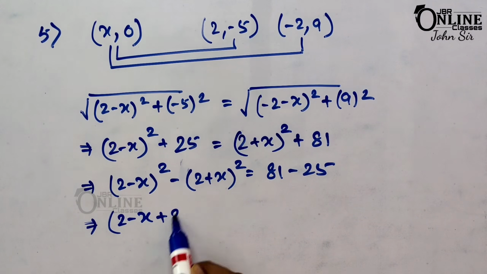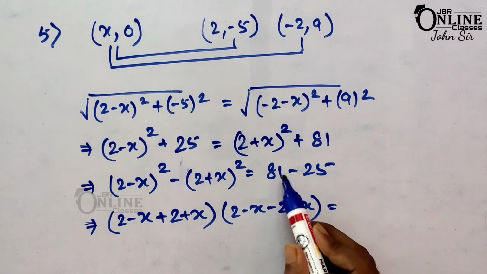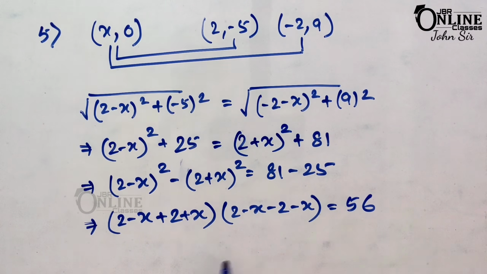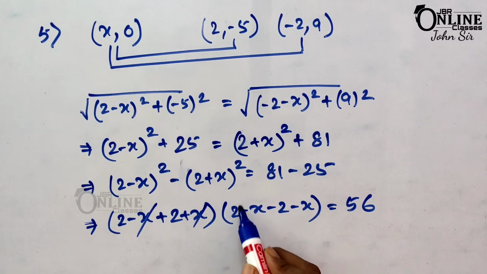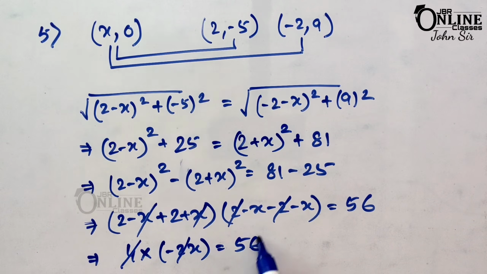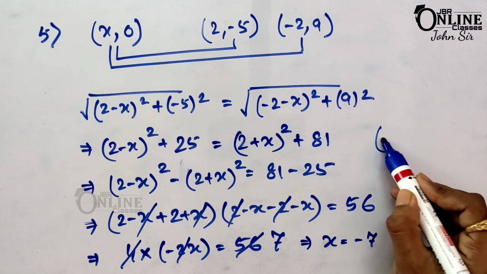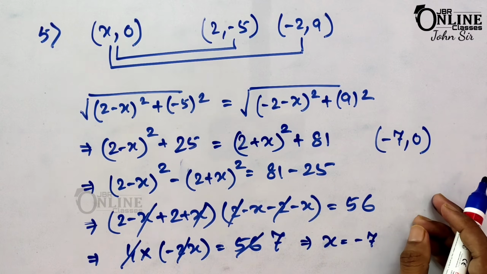So now you can apply here the a square minus b square formula. So 2 minus x plus 2 plus x, times 2 minus x minus 2 minus x, and that equal to 56. So here x cancel out, here 2 cancel out, so it will be 4 into minus 2x, so that equal to 56. Okay, so here 4 into 2 is 8, so 8 cancel out with 56, it becomes 7. So that means from that x equal to minus 7. So if x equal to minus 7, then the coordinate of that point will be minus 7 comma 0 as your answer.